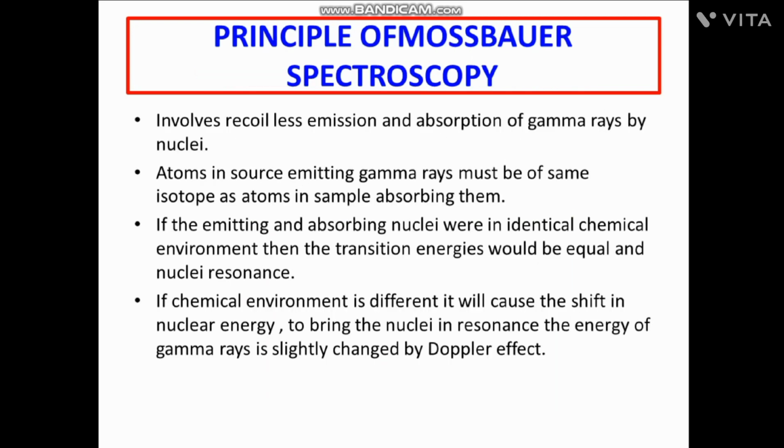Now, the principle of Mossbauer spectroscopy involves recoilless emission. The emission should have very little recoil effect. So it is studied only for solids, not for liquids and gases, where the recoil effect will be more. And it involves the absorption of gamma rays. Atoms in the source emitting gamma rays must be of the same kind as the absorber.